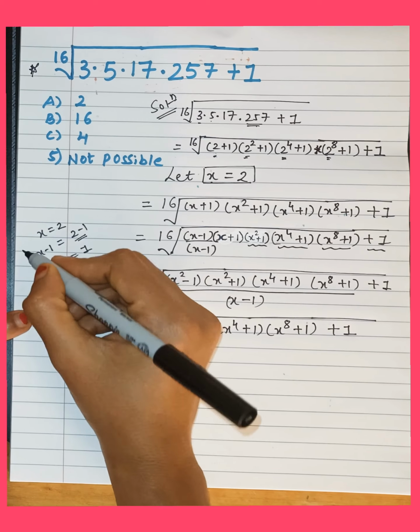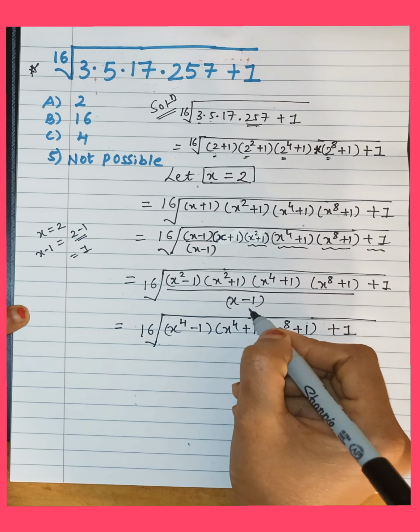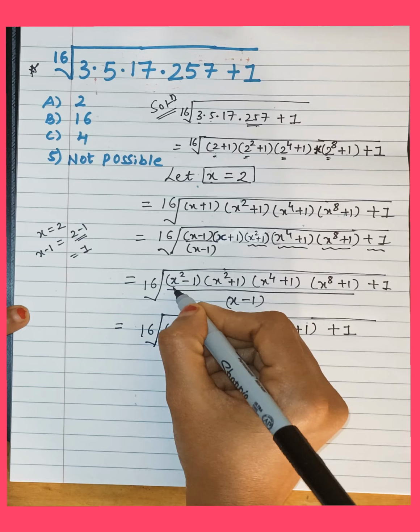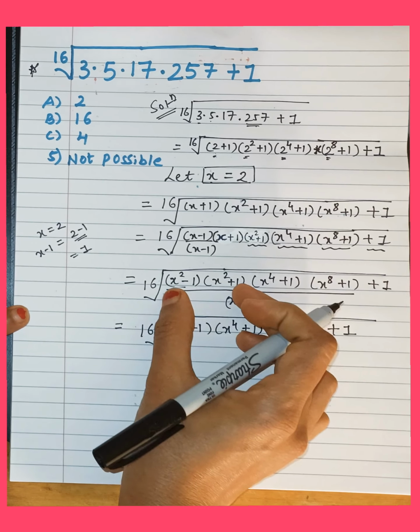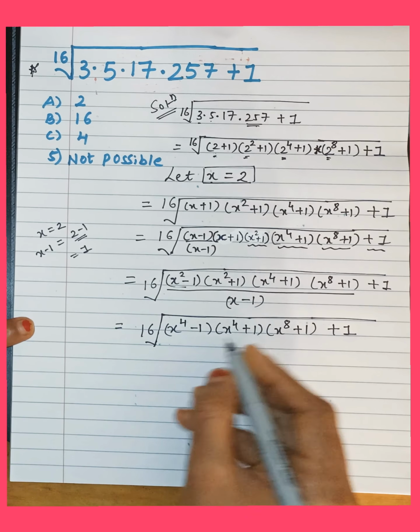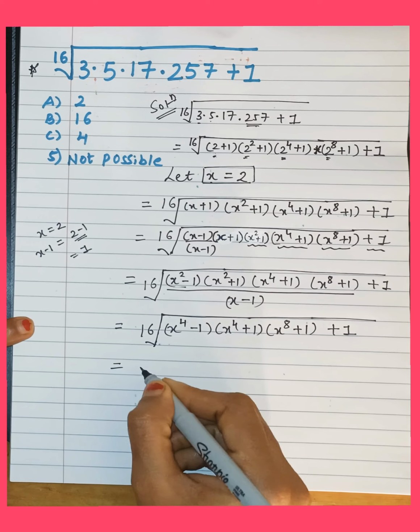Okay, here I have shown you the calculation. So this will be 1. And in place of x square minus 1 and x square plus 1, we have written x raised to 4 minus 1. Now moving ahead with the next step.